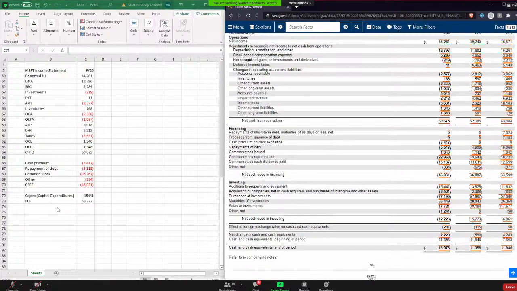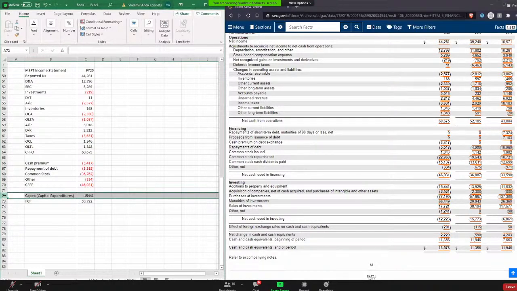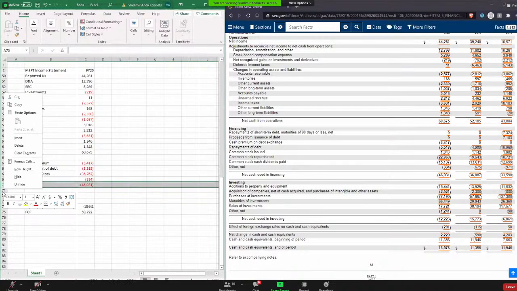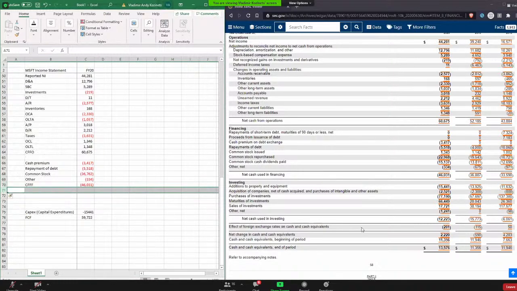So let's see if we can. This is good stuff to know. I'm going to add some more lines here so we could finish this. How many lines do we need to add? Okay, let's just do, this will be investments. This is acquisitions. This is property, plant, equipment. And this is other. So we'll do 1, 2, 3, 4, 5. Okay. 1, 2, 3, 4.